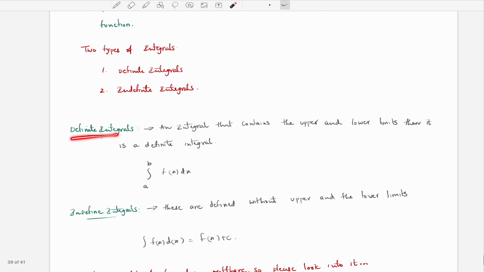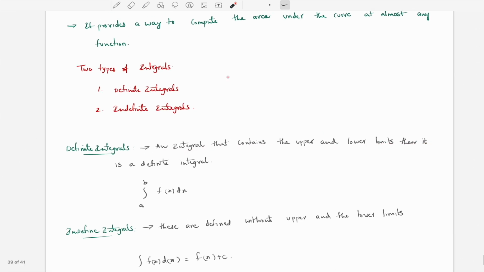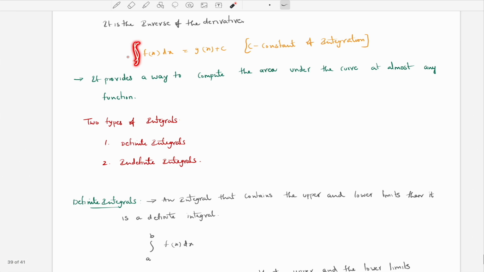What are definite integrals? An integral that contains upper and lower limits. So this is an integral. Why do we use integrals? In the previous lecture I gave a differentiation assignment. In integration I want to give an assignment too: why do we use integrals? I want you to explore it. This is your assignment.